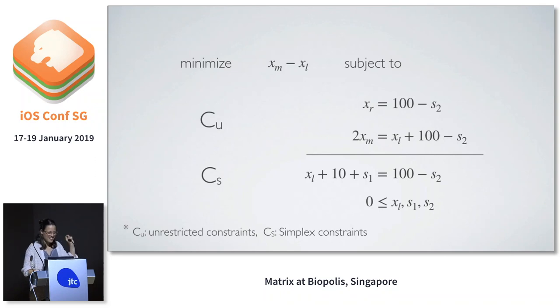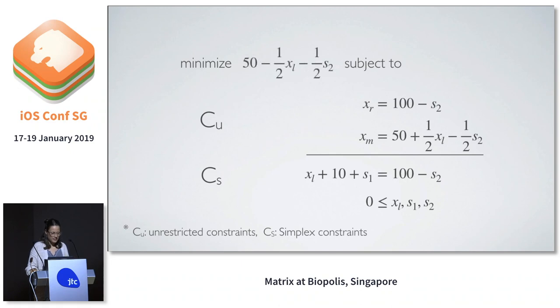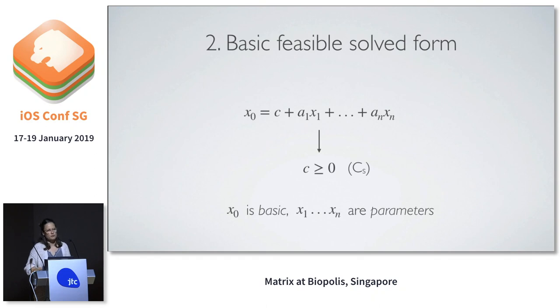Once we moved up XM, we're just going to divide both sides of it by 2 to simplify it, and then we get this ugly thing. Then we look at the objective function, and you can see that XM is actually in the objective function. So we are going to substitute XM back in, and we get a very ugly objective function. We are done with this step because there is nothing left in the unrestricted part that could be a potentially negative variable. So we are moving to the basic feasible solved form.